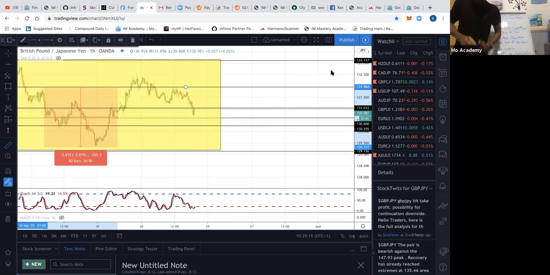Retest is a confirmation for what? Continuation. So whenever I see a market, that's why I was saying I was going to buy here. This is a break off from structure. It broke the floor and it retested. It means it wants to continue.